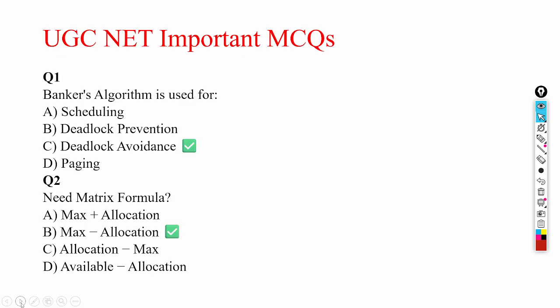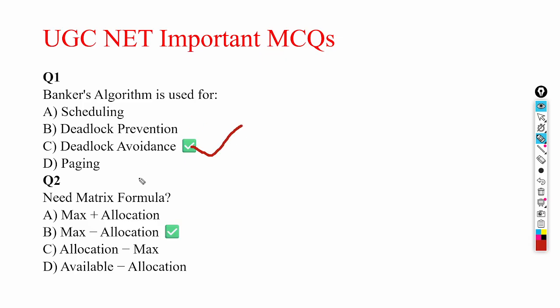UGC NET important MCQs. Let us revise through important multiple choice questions. Question number 1: Banker's algorithm is used for which one? Scheduling, deadlock prevention, deadlock avoidance, or paging? Banker's algorithm is used for deadlock avoidance.